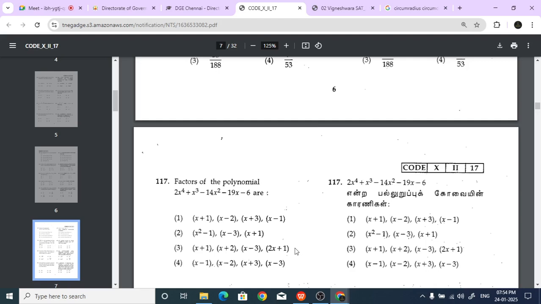Yes, sir. If you have not understood it, tell me. I will repeat again. I will tell you why. See, you have to get 2x power 4. In the first one, you will get x power 4, but not 2x power 4. The second one also you will get x power 4, but not 2x power 4. The third one, you have 2x, because of which you will get 2x power 4. So that is the answer.